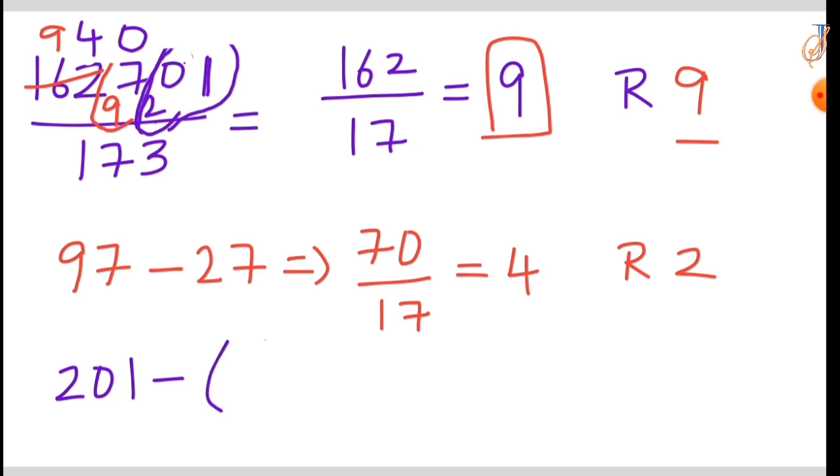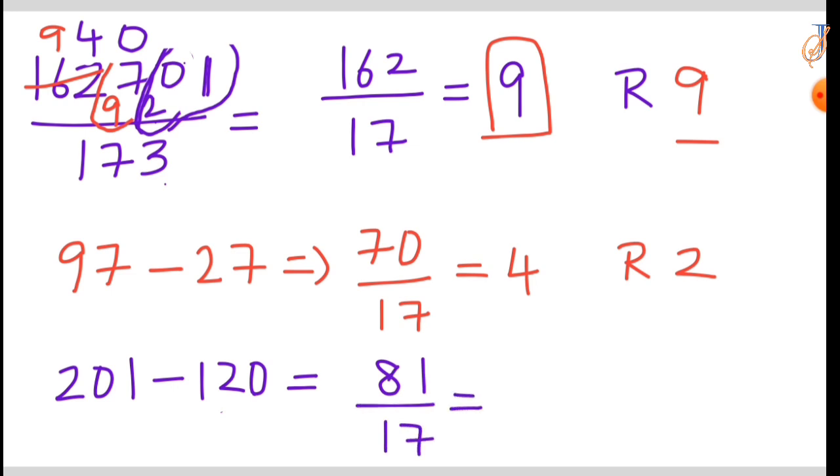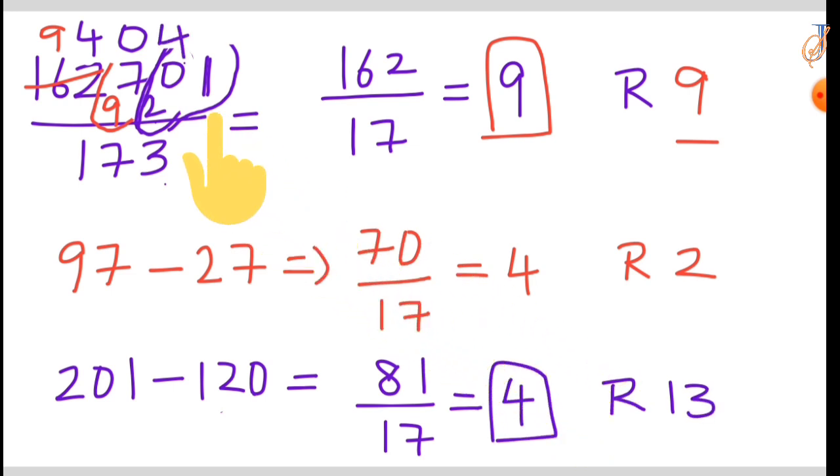201 minus, multiply the last digit of the denominator with the result you just got. What you got? Just result 40 you got. So 3 times 40. 3 times 40 is 120. So 201 minus 120, which gives 81. So divide 81 by 17. 17 times 4 is 68. The remainder is 13. Write the result at the top and the remainder at the bottom. But here we don't have any number, so just stop the process.